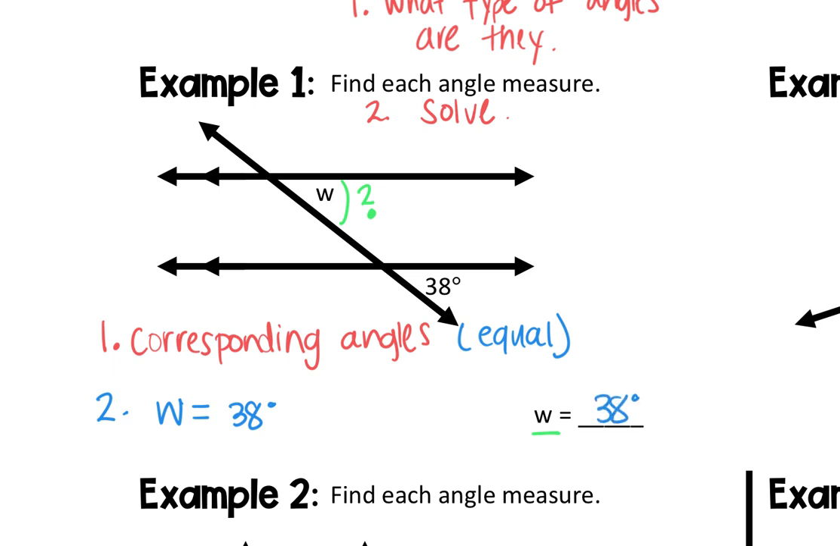This one wasn't too hard. We didn't really have to set up an equation. It was just kind of common sense. If I know what one of the angles is and they are the pair that are congruent or equal, then the other angle has to be the same, has to be equal.